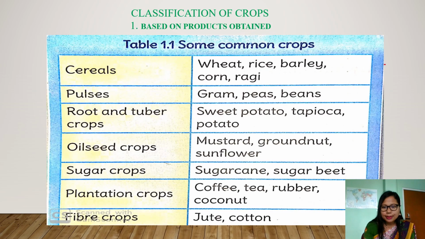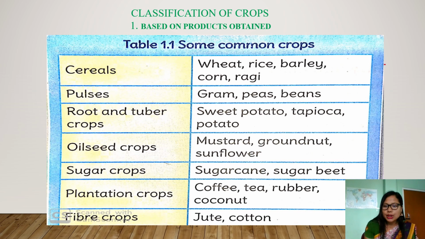So now we'll discuss the classification of crops. What do you mean by classification? Classification simply means the arrangement of things into groups in the ways that they are alike. Alike means the same kind. If you observe carefully in the word classification, you'll see classify. Classify simply means to divide. So let's discuss the first classification of crops, that is based on products.